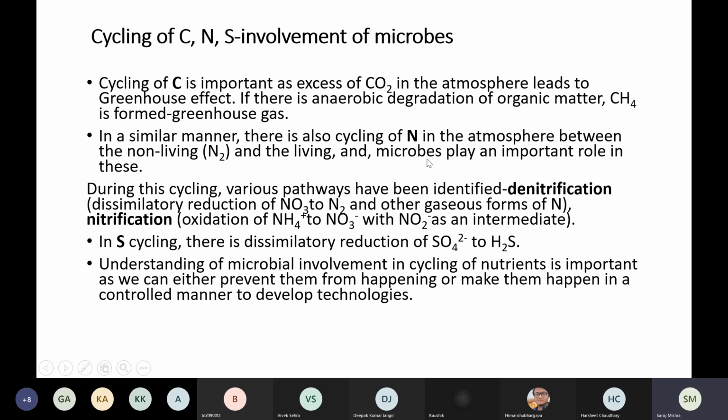Similarly, there is also cycling of nitrogen. There is a very delicate balance of nitrogen in the atmosphere between the non-living, that is the nitrogen gas, and the living, in which the nitrogen is trapped as amino acids, as proteins, and microbes play a very important role in the cycling. If there is disturbance in the nitrogen cycle, how can that happen? When there is excessive use of nitrogen fertilizers, there is too much nitrogen sitting in the environment. That can lead to imbalance of the nitrogen cycle, and this can lead to what we called earlier as eutrophication. Excess fertilizers which are released into the water bodies will lead to algal blooms.